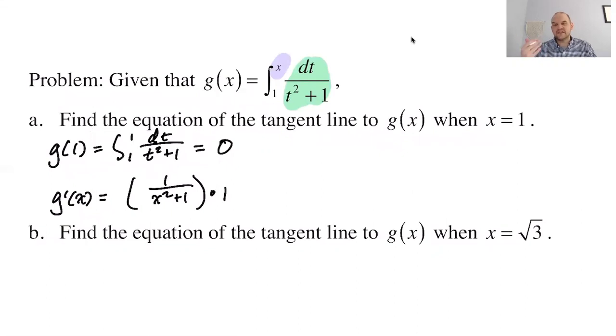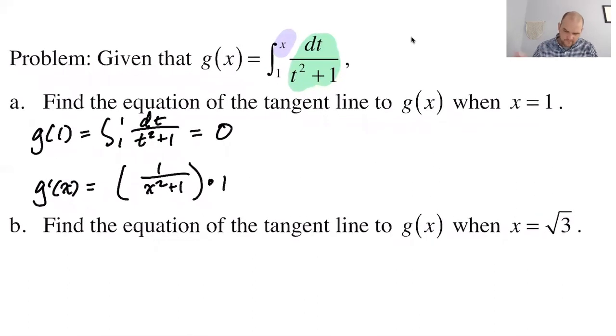If the upper bound was like sine of x, we would have had 1 over sine squared of x plus 1 times the derivative of sine of x, which is cosine of x. You can't forget the chain rule. So that's why I write the times 1. You don't have to, but I think it's a good idea.